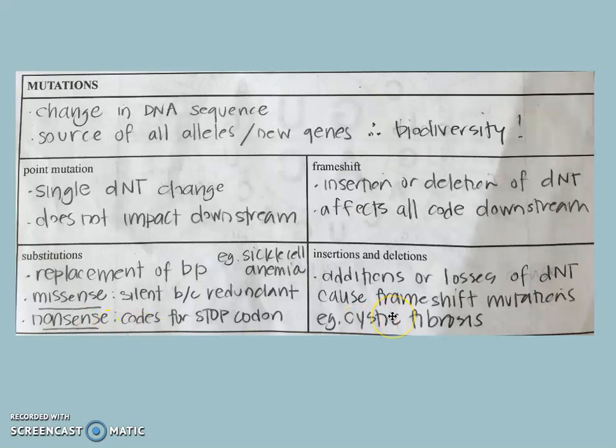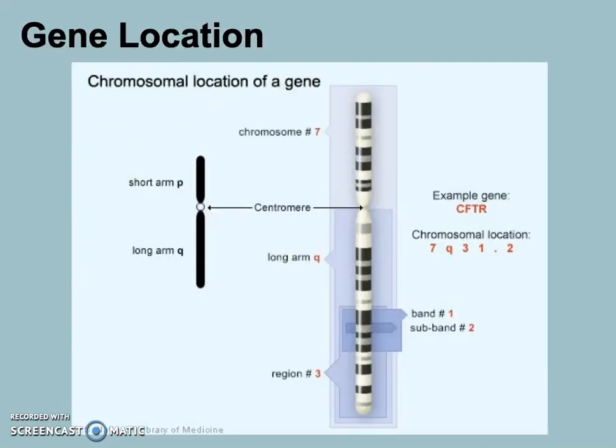An example of an insertion and deletion is in cystic fibrosis. We have a triplet codon deletion, and it causes one amino acid to be missing, and it causes a significant difference in the shape of that chloride pump. And so the channel doesn't properly move chloride ions.